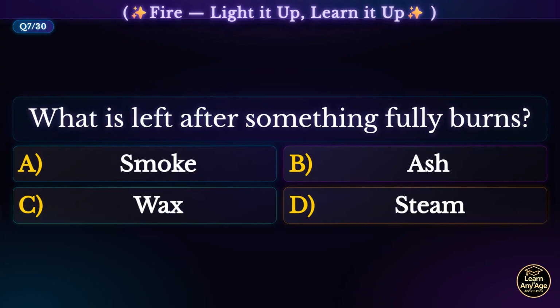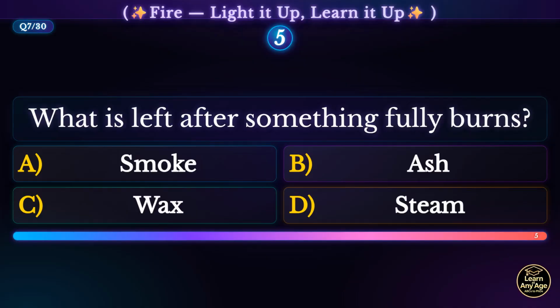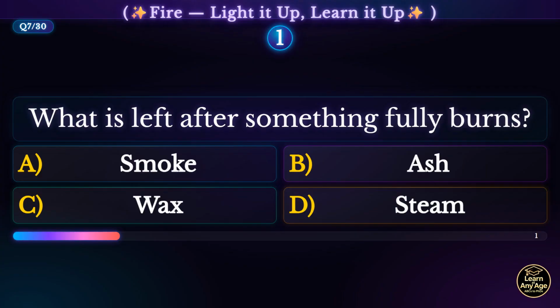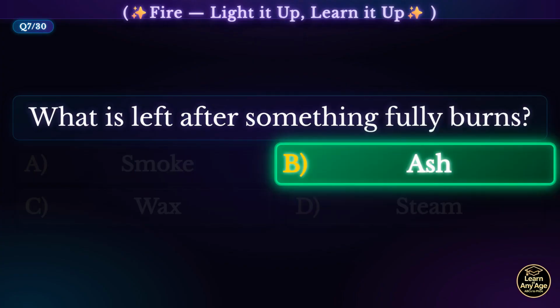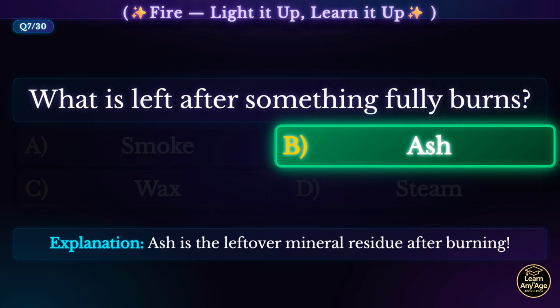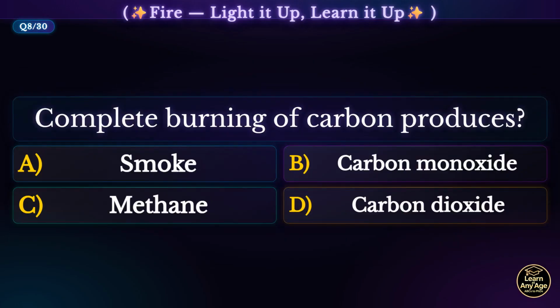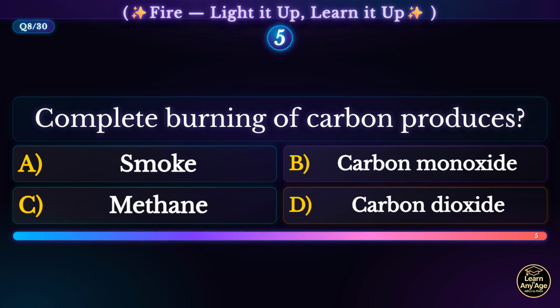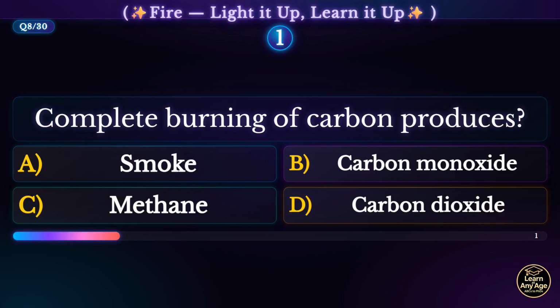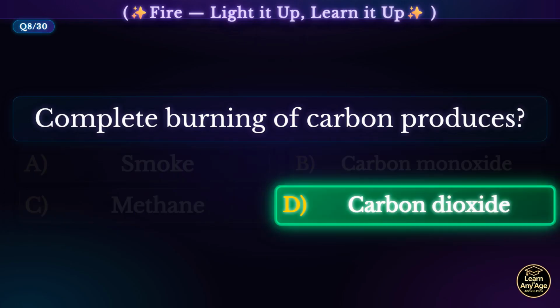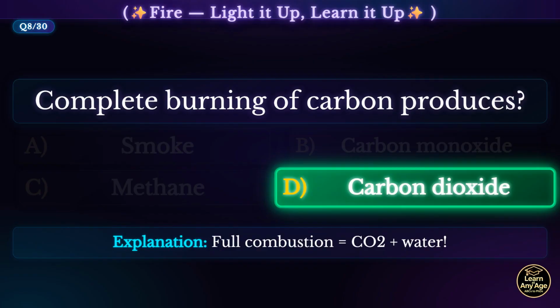What is left after something fully burns? Ash. Ash is the leftover mineral residue after burning. Complete burning of carbon produces? Carbon dioxide. Full combustion equals CO2 plus water.